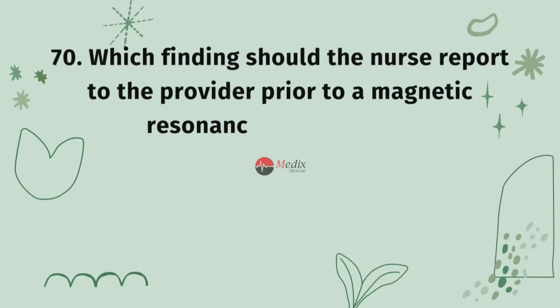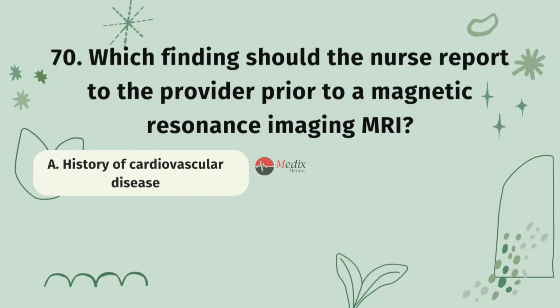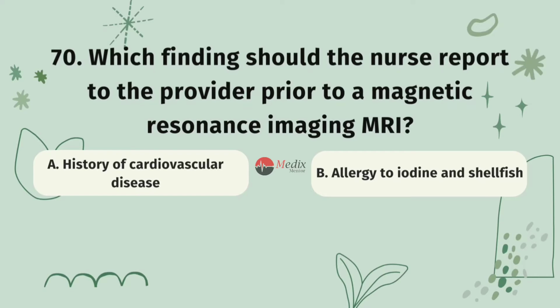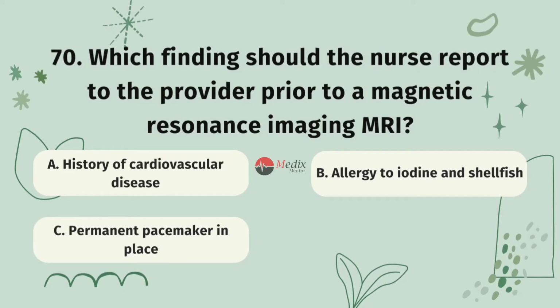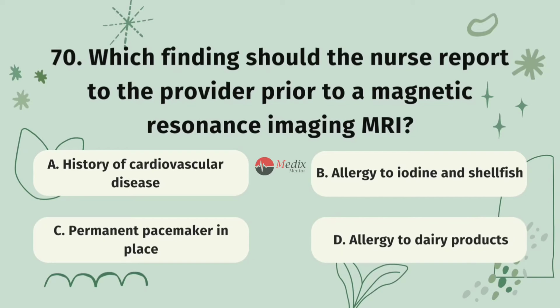Question 70. Which finding should the nurse report to the provider prior to a magnetic resonance imaging, MRI? Option A, history of cardiovascular disease. Option B, allergy to iodine and shellfish. Option C, permanent pacemaker in place. Option D, allergy to dairy products. The correct answer is C.